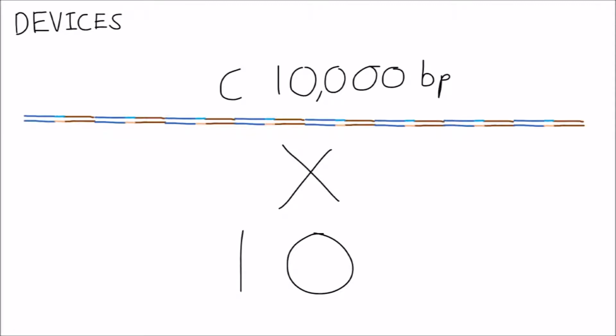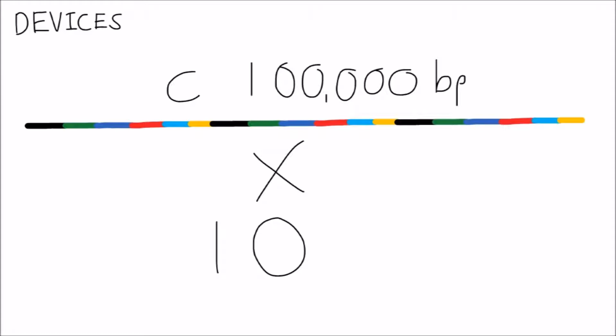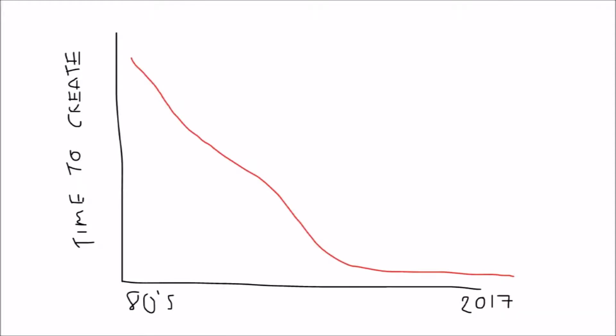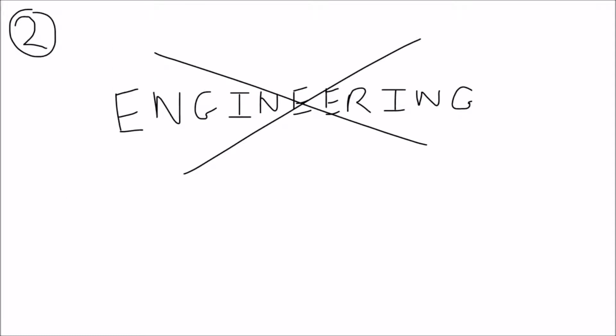This creates 10,000 base pair assemblies, which are further combined. This creates 100,000 base pair assemblies, which again are further combined, creating the final genome. Given that it could take weeks to create oligonucleotides 20 years ago, this is an incredible feat. The time and cost to synthesize DNA has plummeted, and this is allowing us to take steps far beyond genetic engineering. So back to problem 2, the lack of engineering.